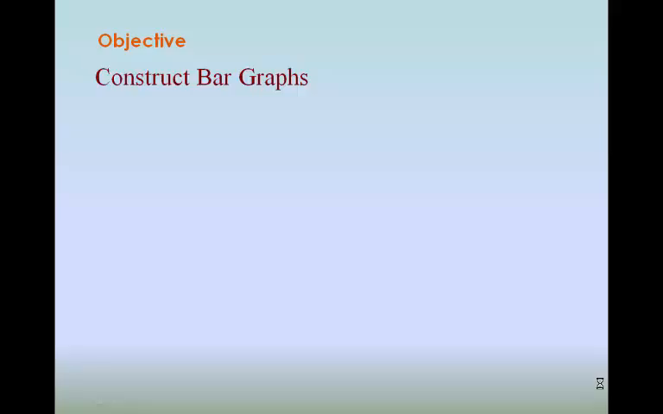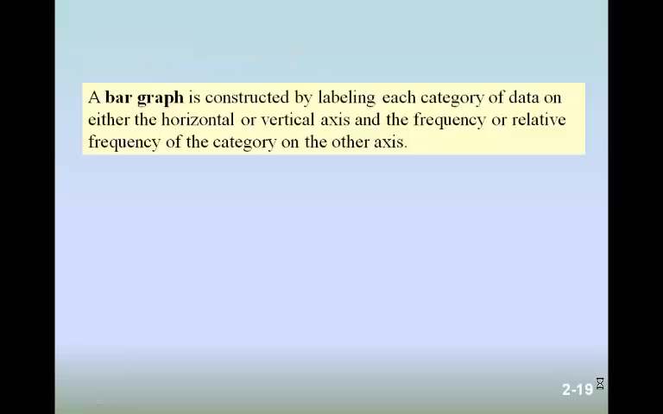Now we're going to look at how to construct bar graphs. A bar graph is constructed by labeling each category of data either on the horizontal or vertical axis, and the frequency or relative frequency of the category on the other axis. So you can make a bar graph using just the frequency, the raw counts, or you can make a bar graph using relative frequency, and you can make it vertical, going up and down, or you can turn it on its side. Any of those are called a bar graph.